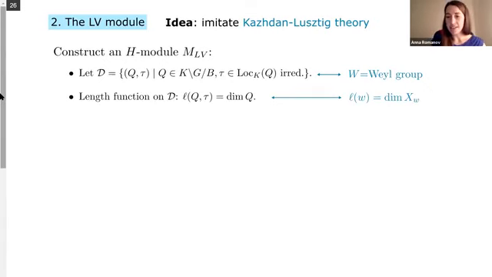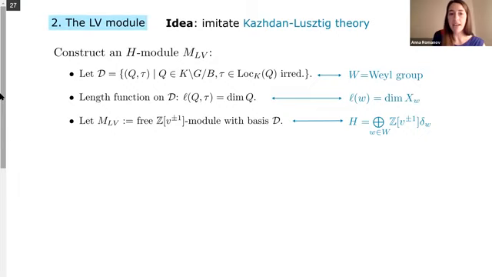And then the next ingredient we need is a length function. In the classical setting, we have length in the Weyl group, which is the same as the dimension of the corresponding Bruhat cell. So in this setting, we can take our length function on our parameterizing set to just be the dimension of the corresponding orbit. And then we'll let M_LV be the free Z[v, v^-1]-module with a basis given by this set.